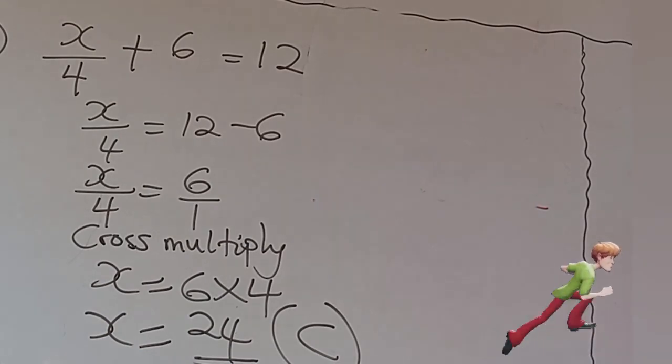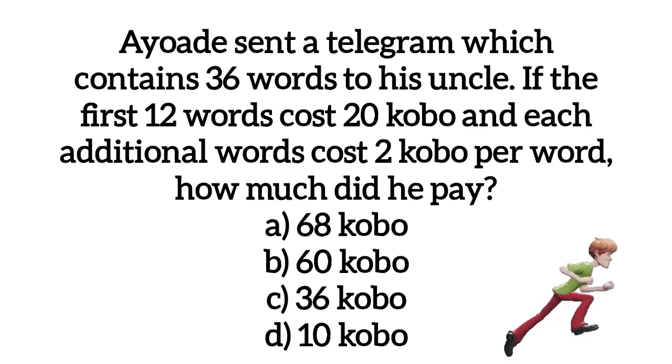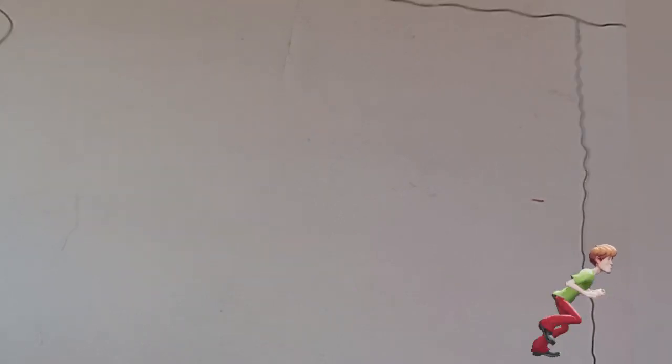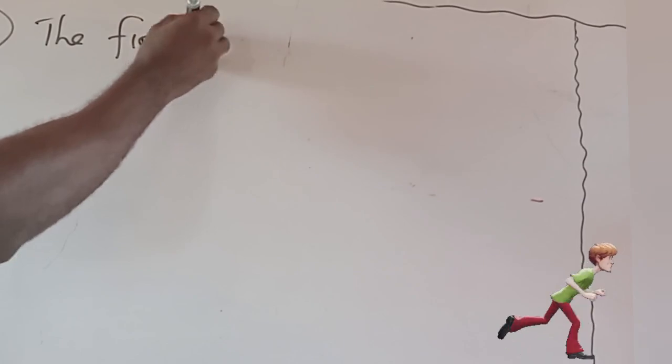Then we move on. Hope you are understanding, scholars. Then we go to: Ayo Ade sent a telegram which contains 36 words to his uncle. If the first 12 words cost 20 kobo and each additional word costs 2 kobo, how are you going to solve it? Now look at it. The work is simple.